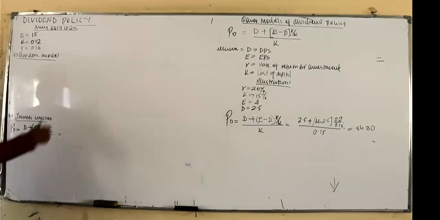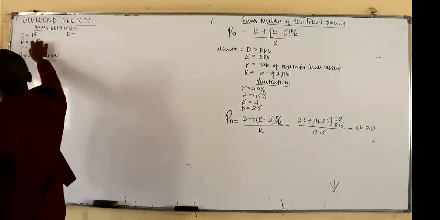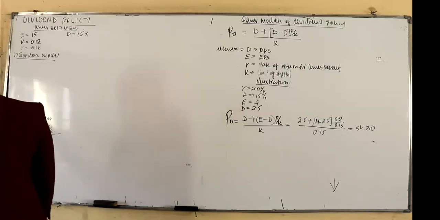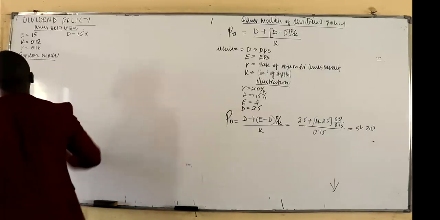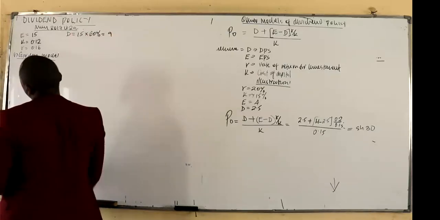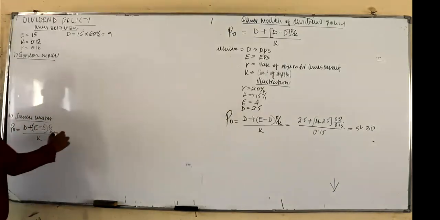We don't have the dividend per share, but to get it is very simple. We have the earnings per share, which is 15, and you are given the retention ratio of 40%. That means we pay 60%, and you get an amount of 9. Therefore, the dividend per share will be 9.